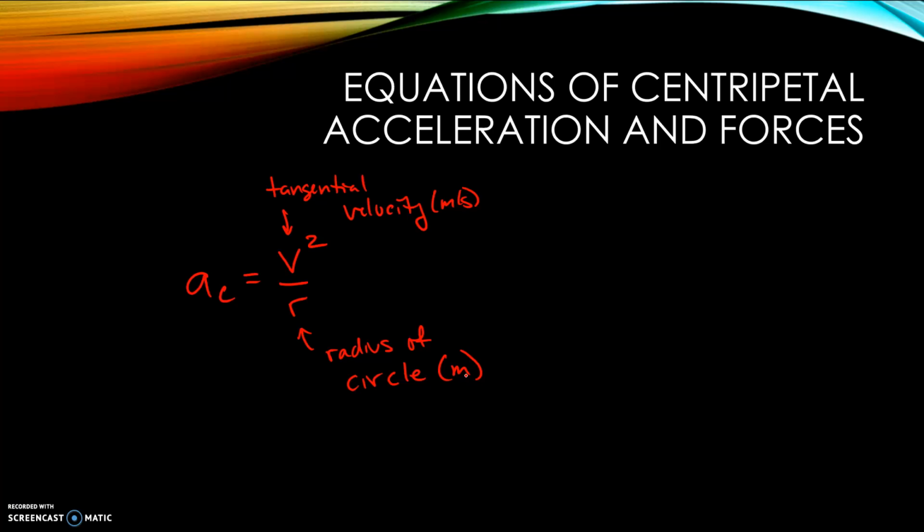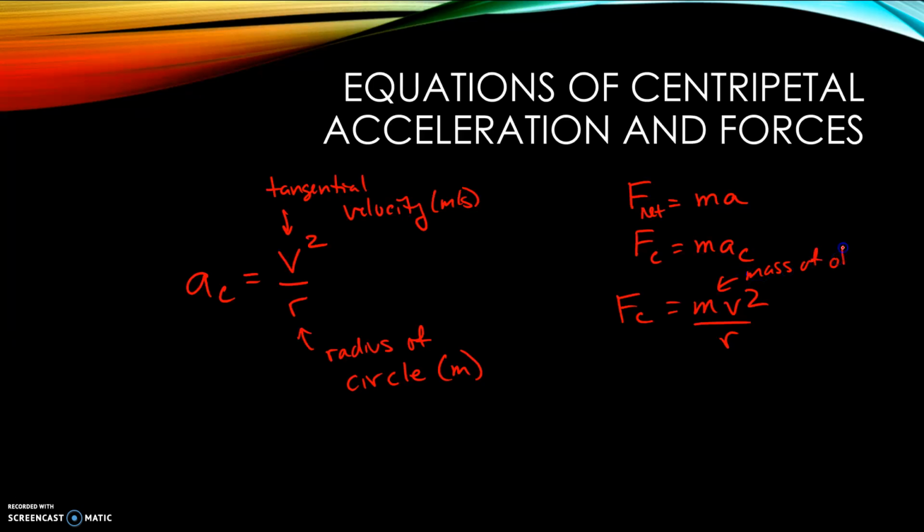So this equation is for centripetal acceleration. And then, since we know that the net force is equal to ma, we can say that the net force that acts towards the center of the circle is equal to m times the centripetal acceleration. So it'll be mv squared over r, where m is the mass of the object that's moving in a circle, in kilograms.